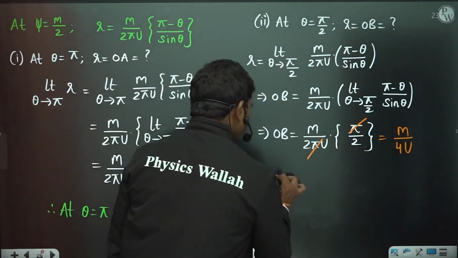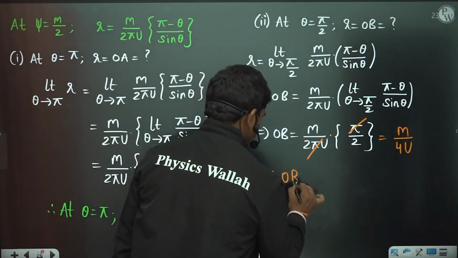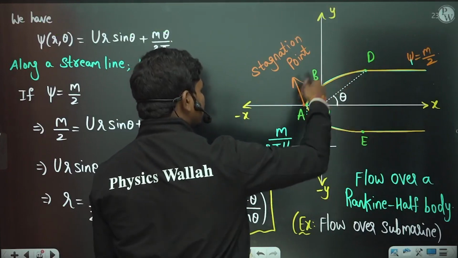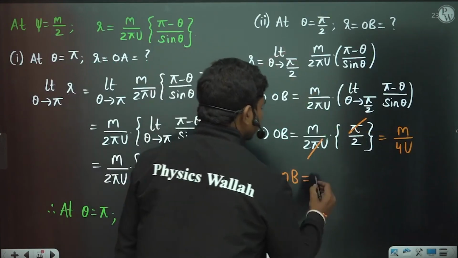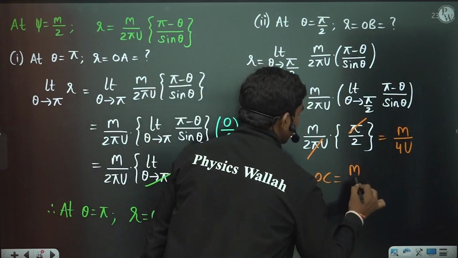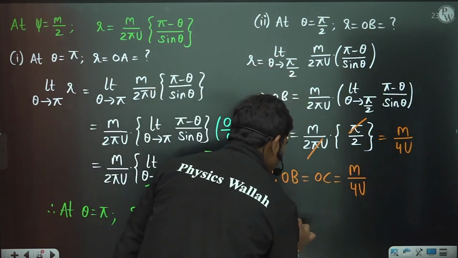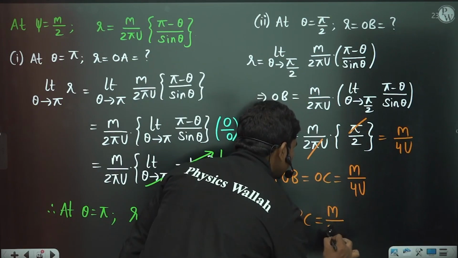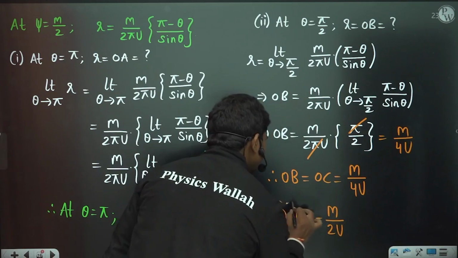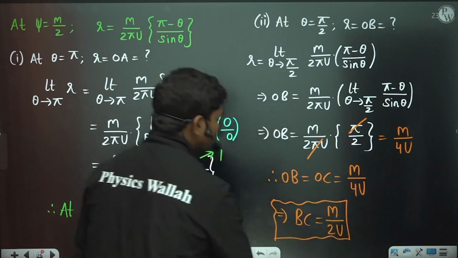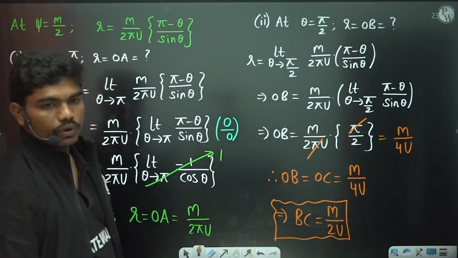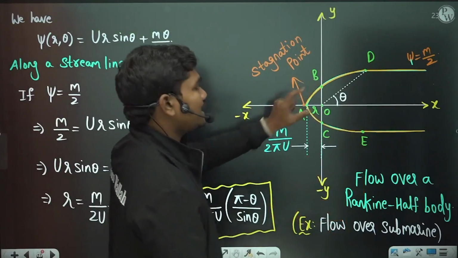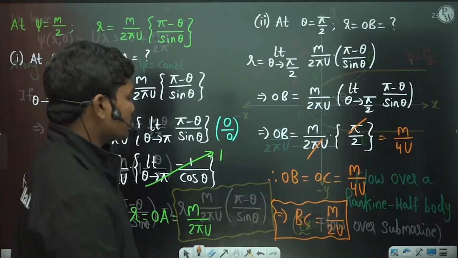So therefore OB is equal to, and OC and OB are the same because this is symmetric. So OB equal to OC equal to m by 4u. This implies the length BC is equal to m by 2u, correct? Because BC is 2 times OB or 2 times OC. So that's why m by 2u is what you have here. So the total length at this location, BC, is m by 2u. Clear? So that's how we get the expression.